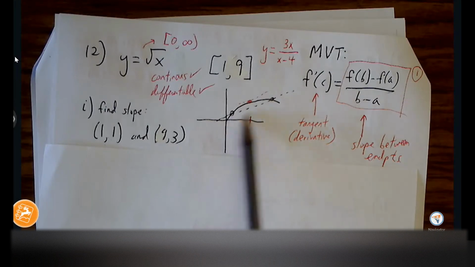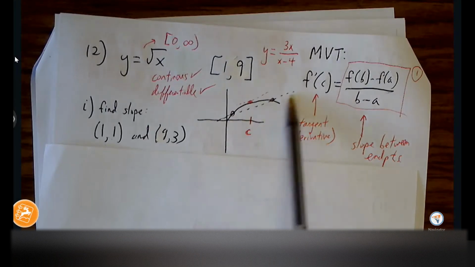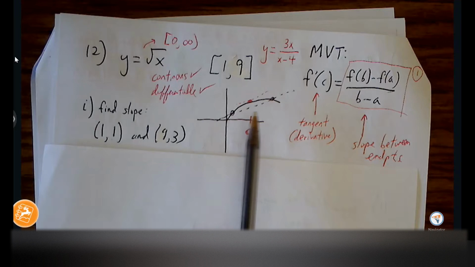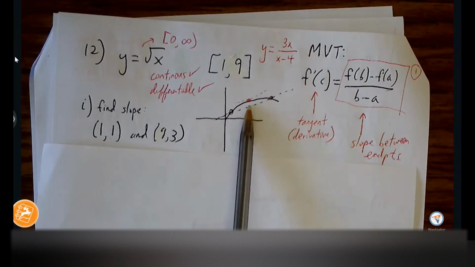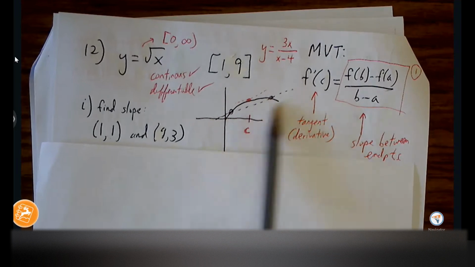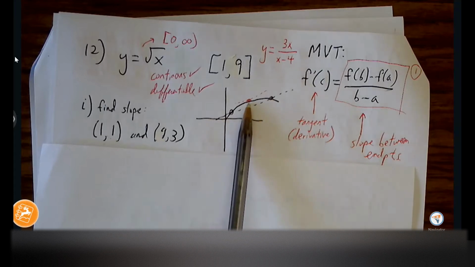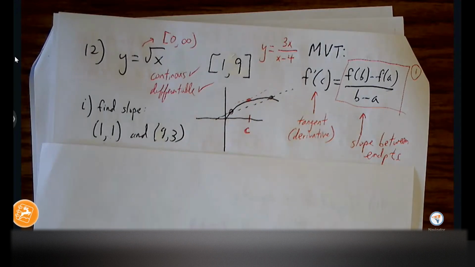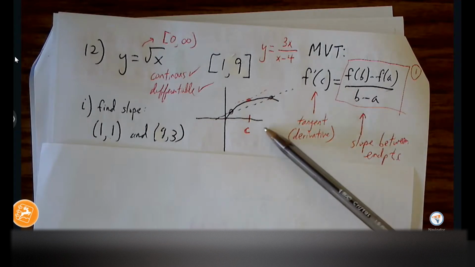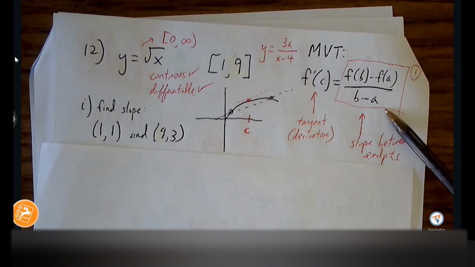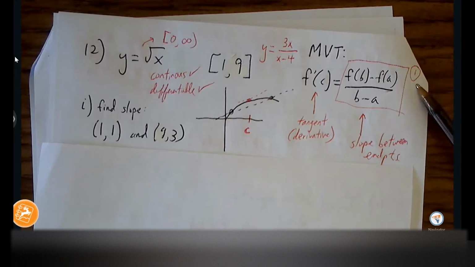You have your slope between the endpoints. We're going to find out that slope first. But we know that somewhere on the curve, there's going to be an exact slope of whatever we see here. And our goal is to figure out the location of that particular rate of change on the curve. To achieve that, we're going to set the derivative equal to that slope, and then turn around and find that location. So first, let's find the slope between the endpoints. That's the first thing we do.